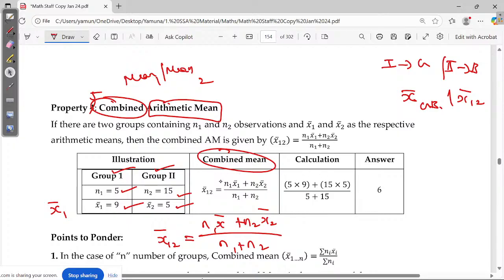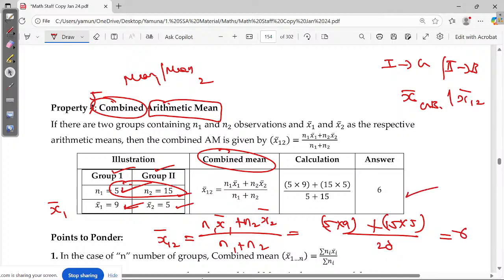So let me substitute the values. What is N1? 5. X1 bar is 9, right? So 5 into 9 plus 15 into 5, divided by, what's the total? 20. So I get the value as 6. Is it okay? This is the normal one.